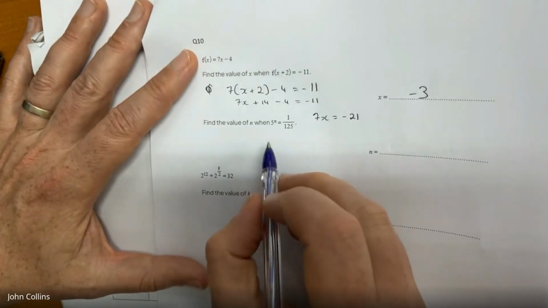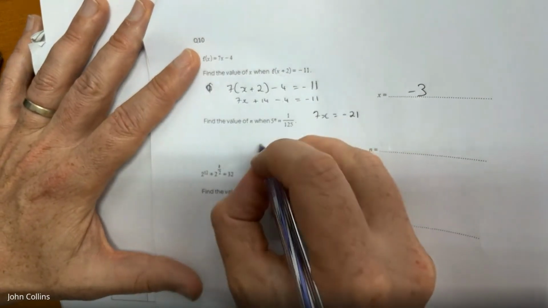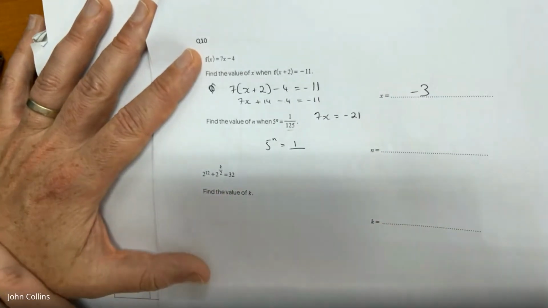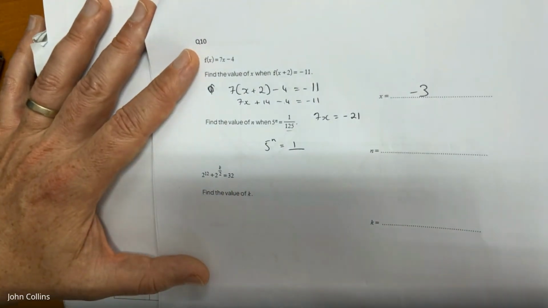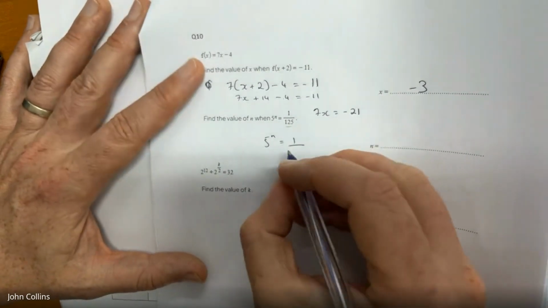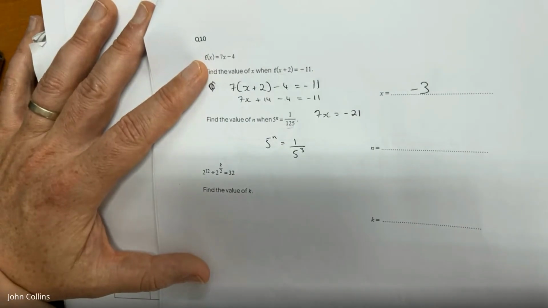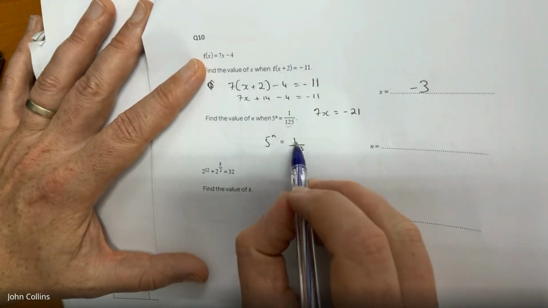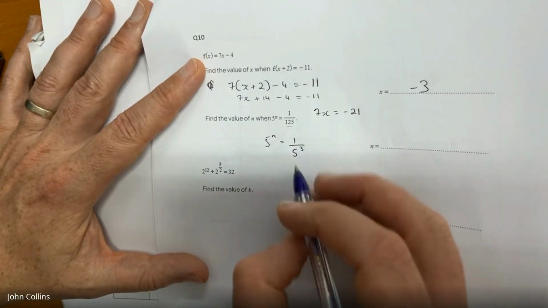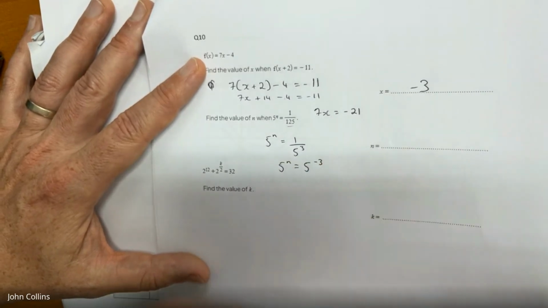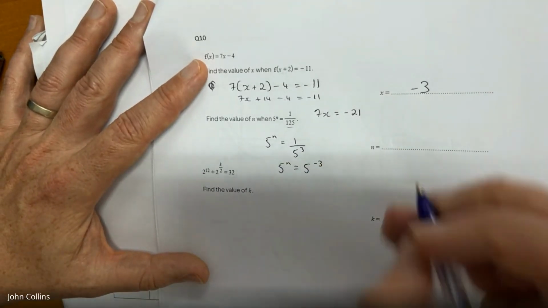This one, of these indices type questions. So 5 to the n is 1 over 125. We want to get that same base. You want to get 5 as the base. So 125 can be written as 5 cubed, I think. And now, if I want this above in the numerator, I can just change the sign to minus, and I can write it like this. So n must be negative 3, because they're equivalent.